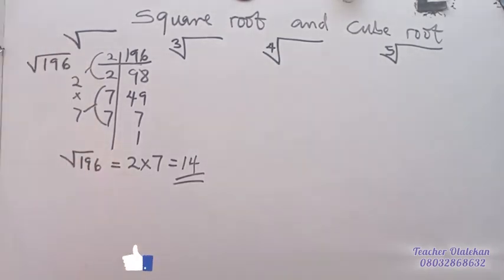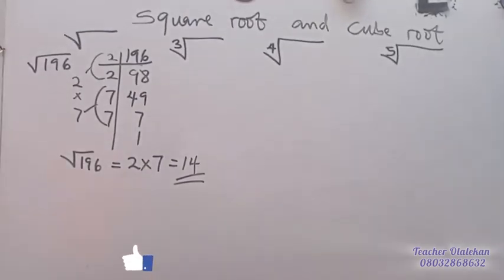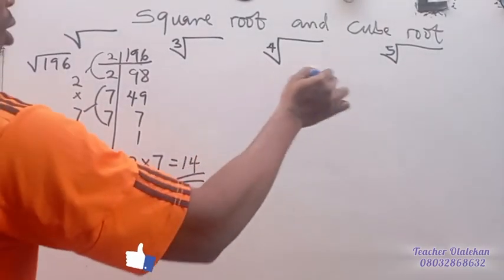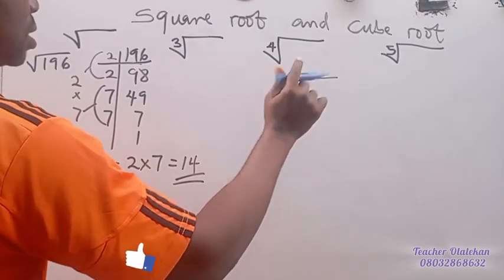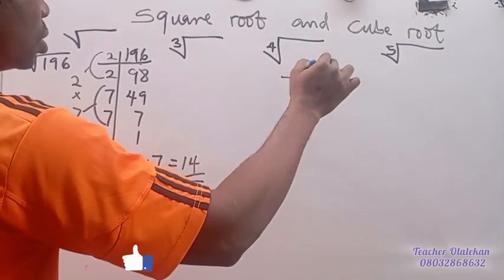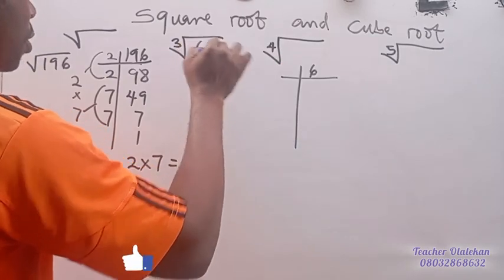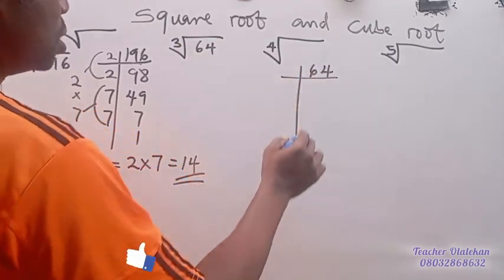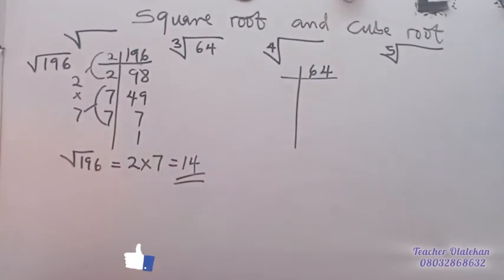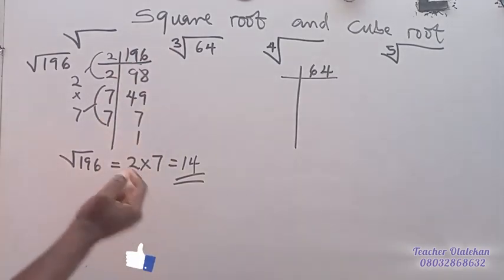In another example, let's look for the cube root of this special number, the cube root of 64. 64 is a special number that has a square root and a cube root. So first we divide with 2.